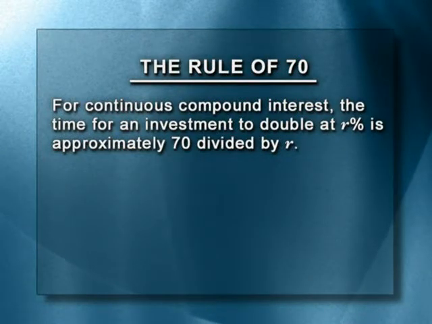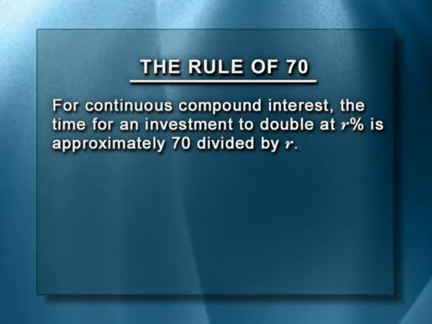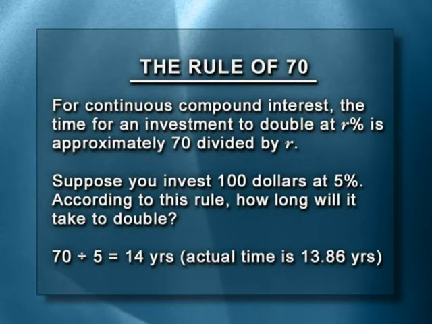Here's what the rule of 70 says. It says that for continuous compound interest, the time for an investment to double at R% interest is approximately 70 divided by R. And here R is not a decimal, it's just like 5% interest. It would be 70 divided by 5. So the doubling time is 70 divided by the interest rate. For instance, suppose you deposit $100 at 5%. How long will it take you to have $200, the doubling time? Well, it's 70 over 5, 14 years.